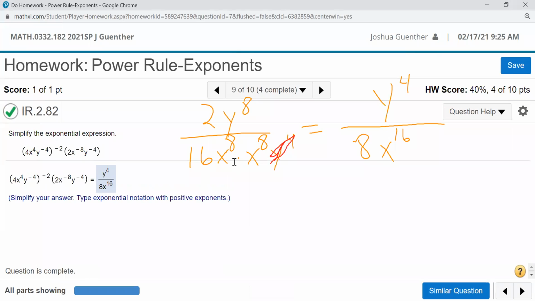Colby, did that make sense? That was the problem we worked for you, Colby. Did that one make sense for you, my friend? Let me know if it did or if you have any other questions about that one. And then we will work Micah's problem that he asked about.